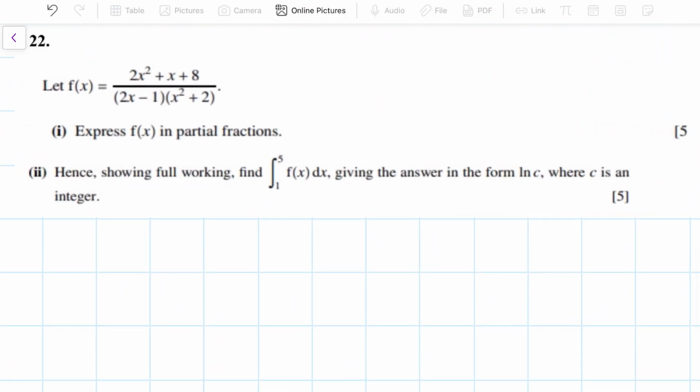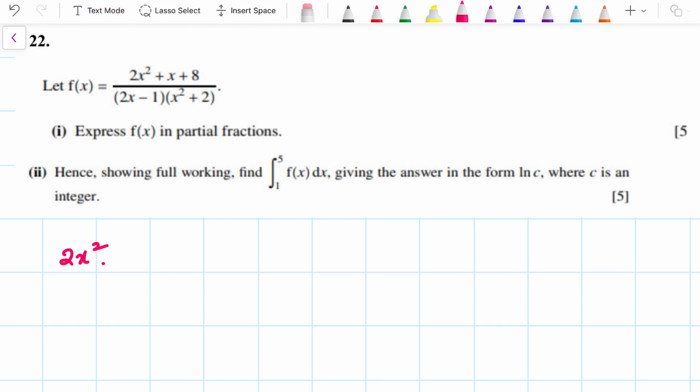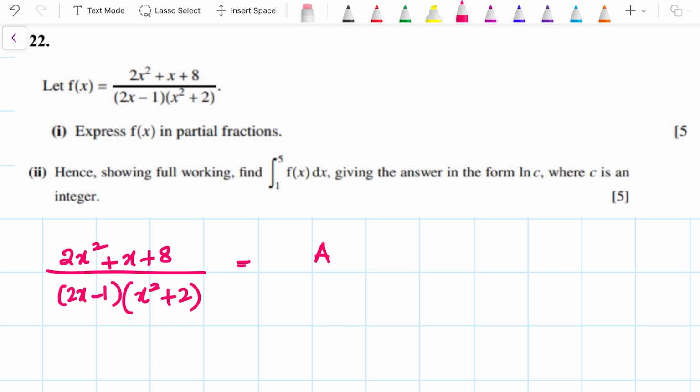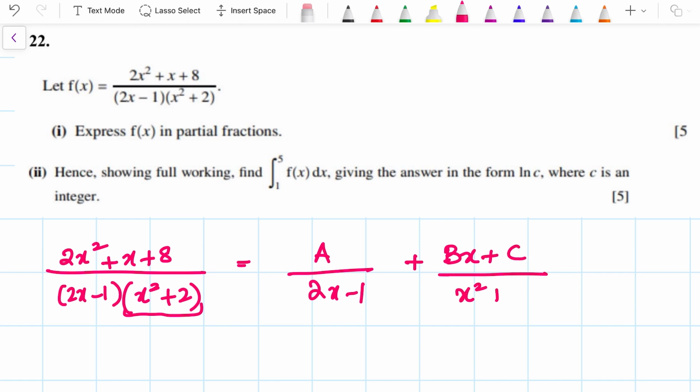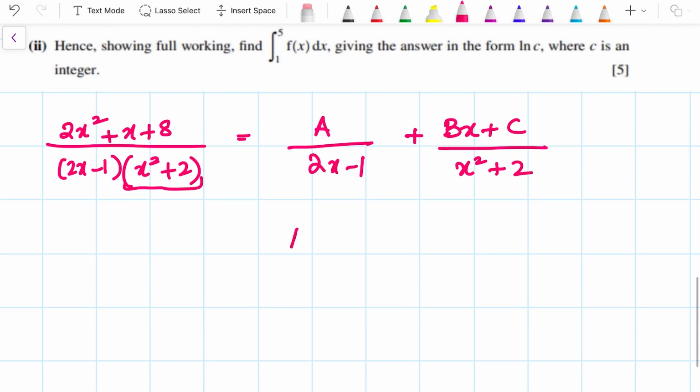Express f of x in partial fractions. 2x squared plus x plus 8 divided by 2x minus 1 times x squared plus 2. This will break into A upon 2x minus 1. Since this is a quadratic factor, it will become Bx plus C divided by x squared plus 2. Now let's take the LCM.